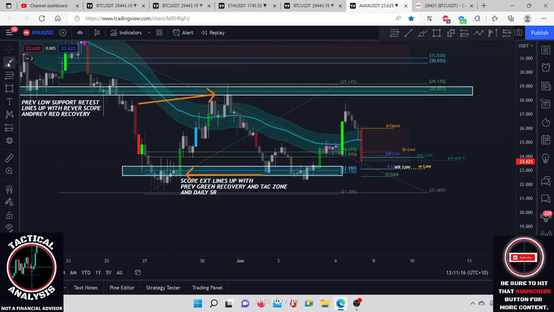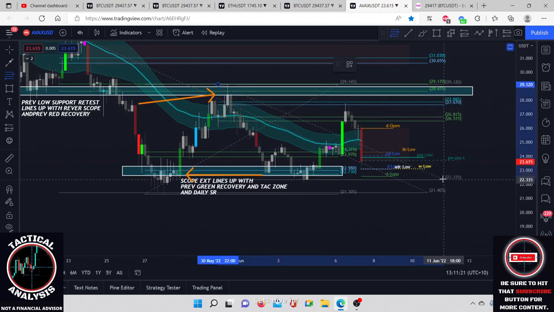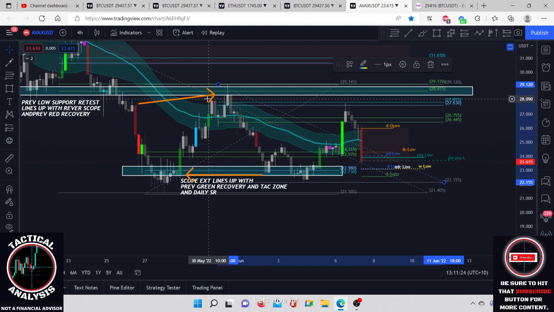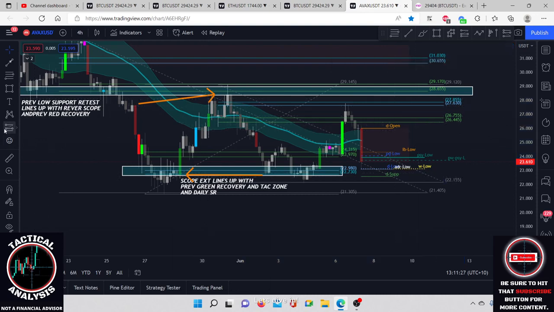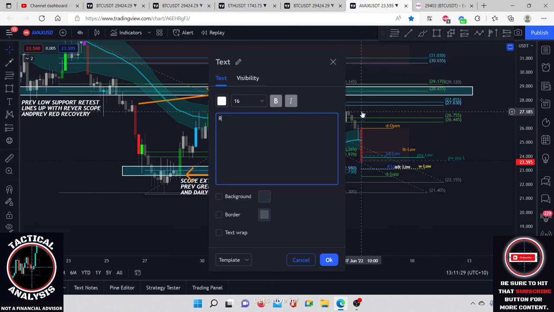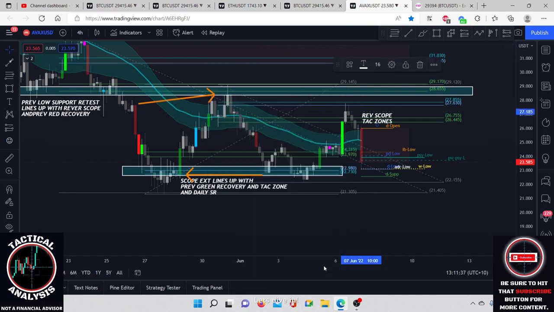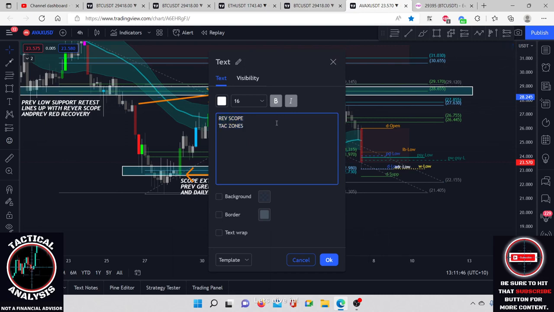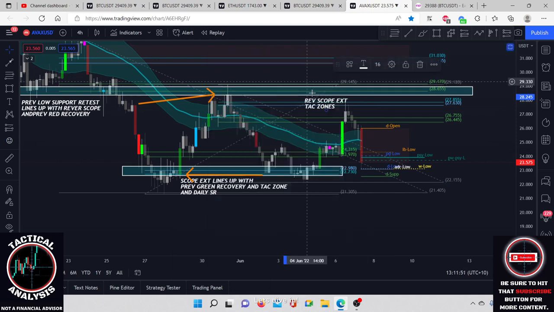Okay, now what's next? Right? So I paint my charts. This is just what I do. Right? Swing high, I swing low, and what do you know? Right? Reverse scope. Bang. Here we go. Reverse scope. Attack zone. Reverse scope, sorry, extension, sorry. Reverse scope extension, bang, bang. Reverse scope extension, attack zones, right?